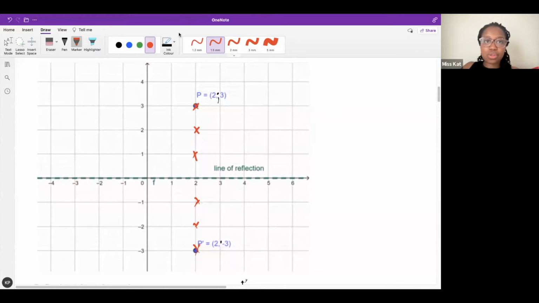Okay. So thumbs up, thumbs down, check in. Do we understand reflection about the x-axis? Thumbs up, thumbs down. Check in number 1 for today. For all the new people, if I say thumbs up, thumbs down, you can either go to reactions and press thumbs up, or you can send it in the chat. Okay, wonderful. Love it, love it, love it.